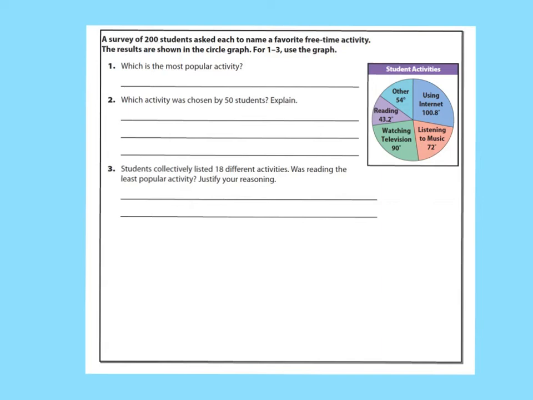All right, here's a circle graph that's created for us. A survey of 200 students asked each to name a favorite free time activity. The results are shown in the circle graph. Which is the most popular activity? So if we look over here, not surprisingly, in this survey, using the internet was 108 degrees, so that would be the most popular activity. It has the biggest sector.